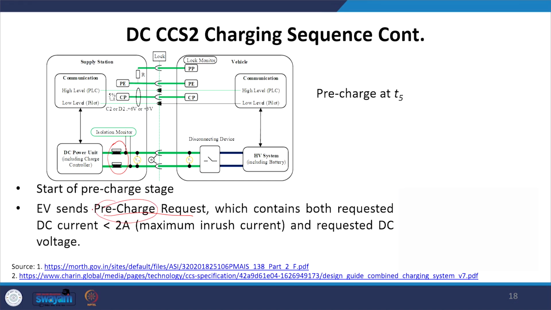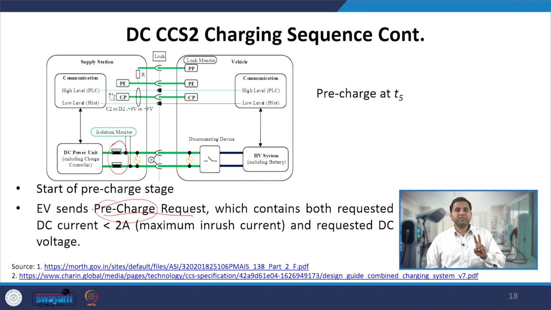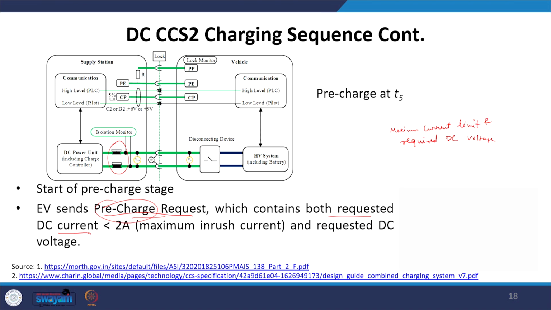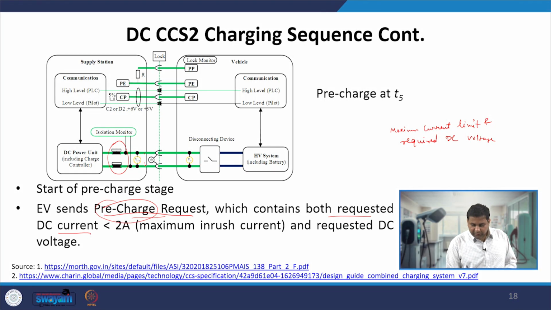This pre-charging request has two pieces of information: the maximum current limit and the required DC voltage which has to be kept at the DC plus and DC minus line. So, the EV sends the pre-charging request, which contains the requested DC current, which initially is the inrush current, because the voltage at V out will be different from the voltage of the battery.